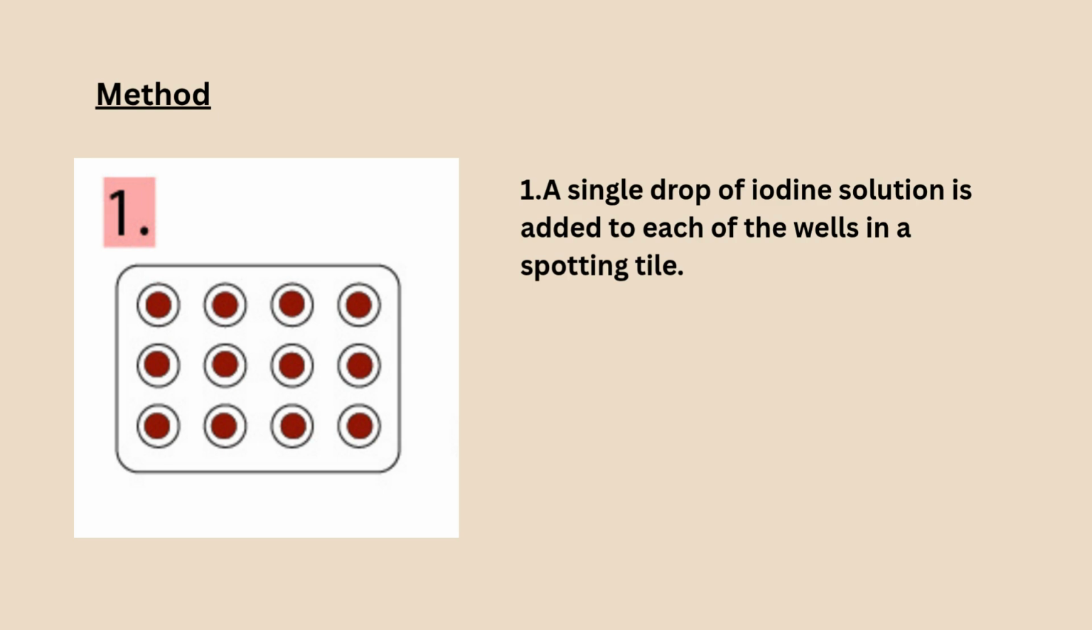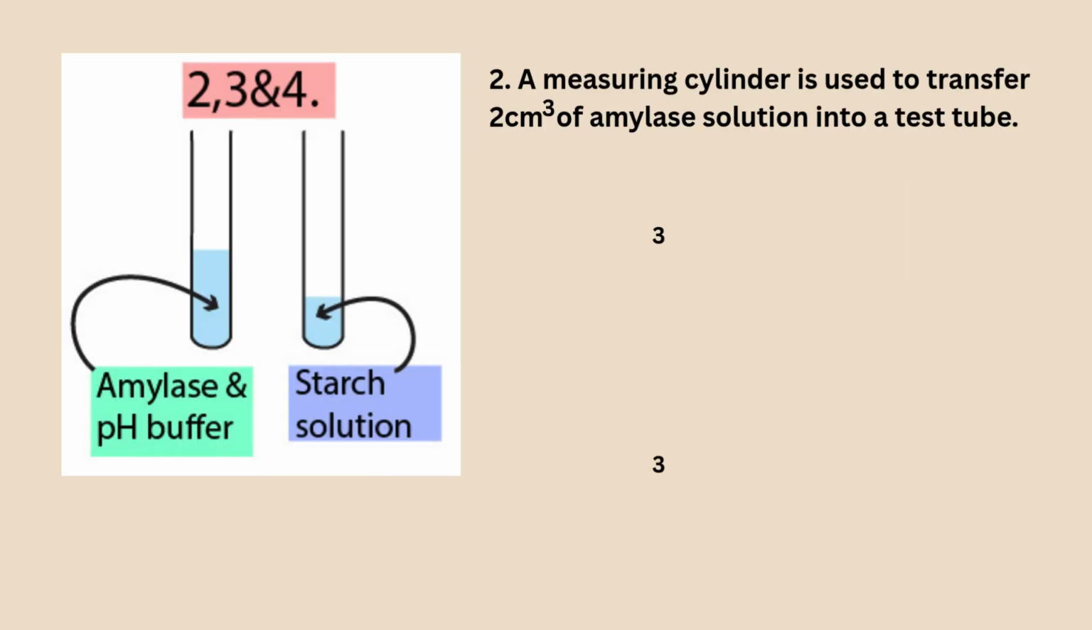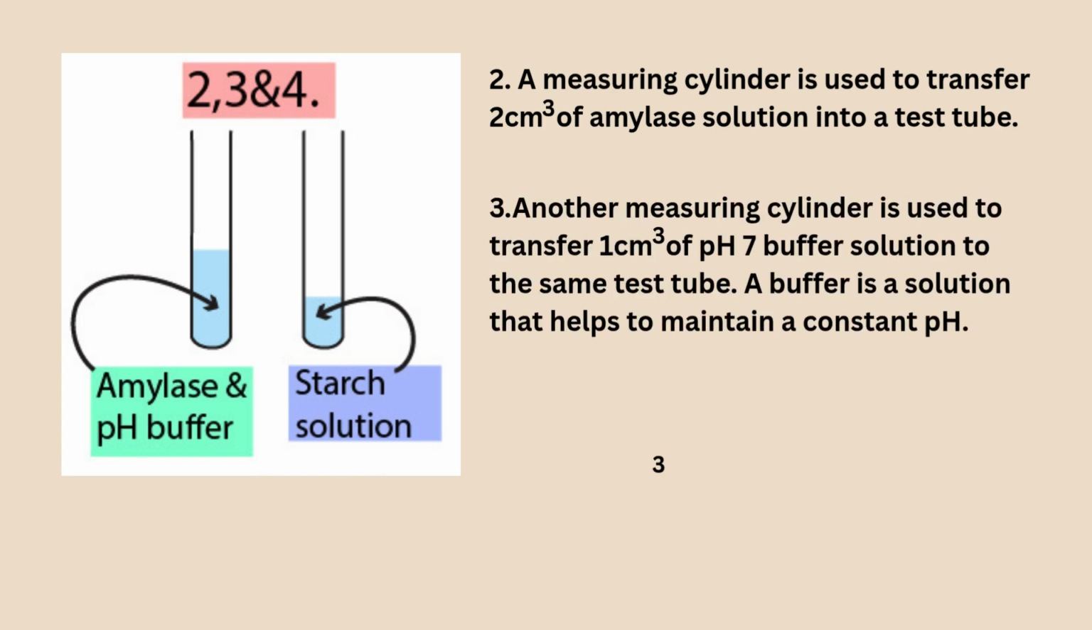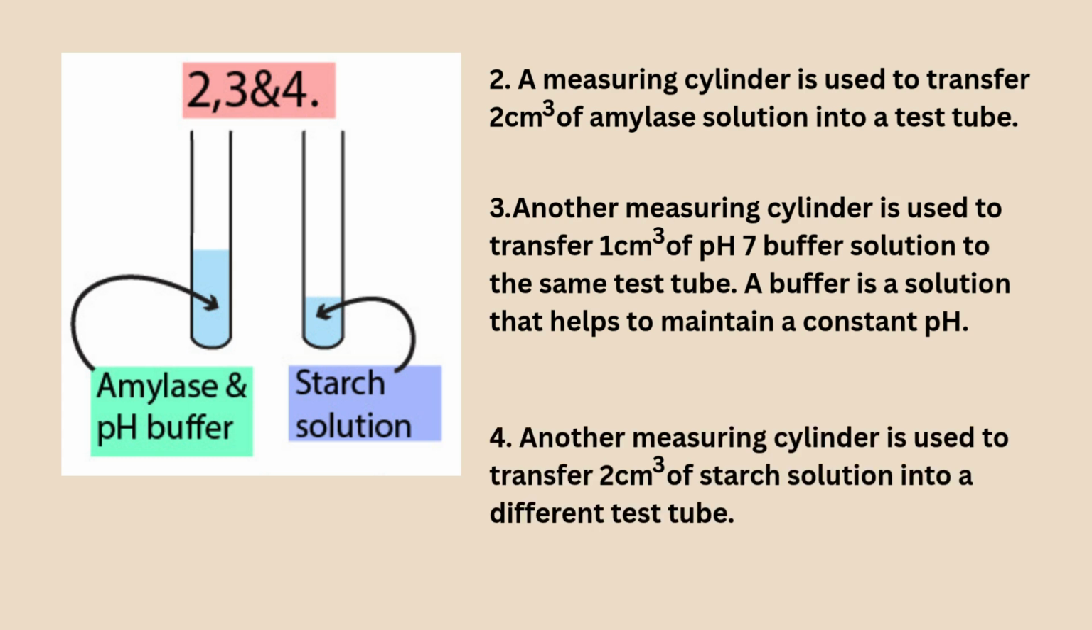Method: a single drop of iodine solution is added to each of the wells in a spotting tile. A measuring cylinder is used to transfer 2 cubic centimeters of amylase into a test tube. Another measuring cylinder is used to transfer 1 cubic centimeter of pH 7 buffer solution to the same test tube. A buffer is a solution that can help maintain a constant pH.